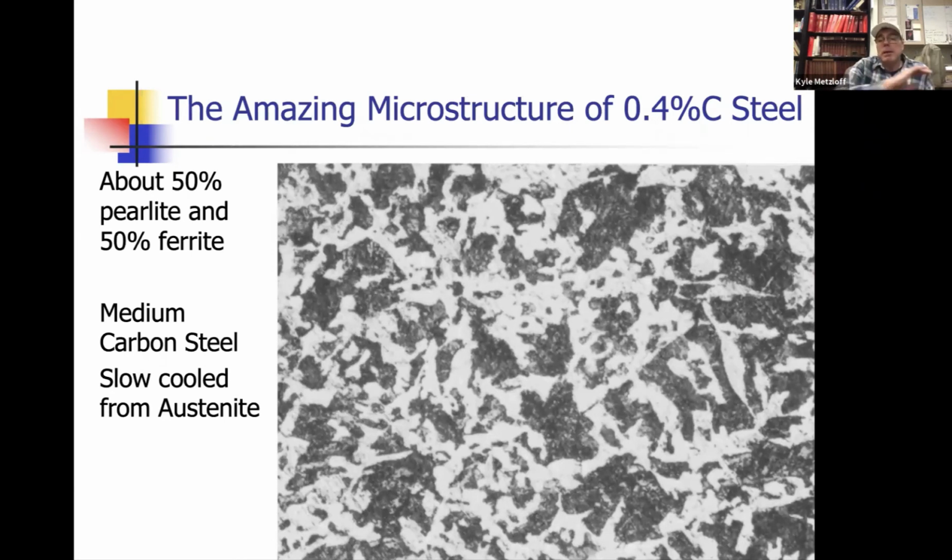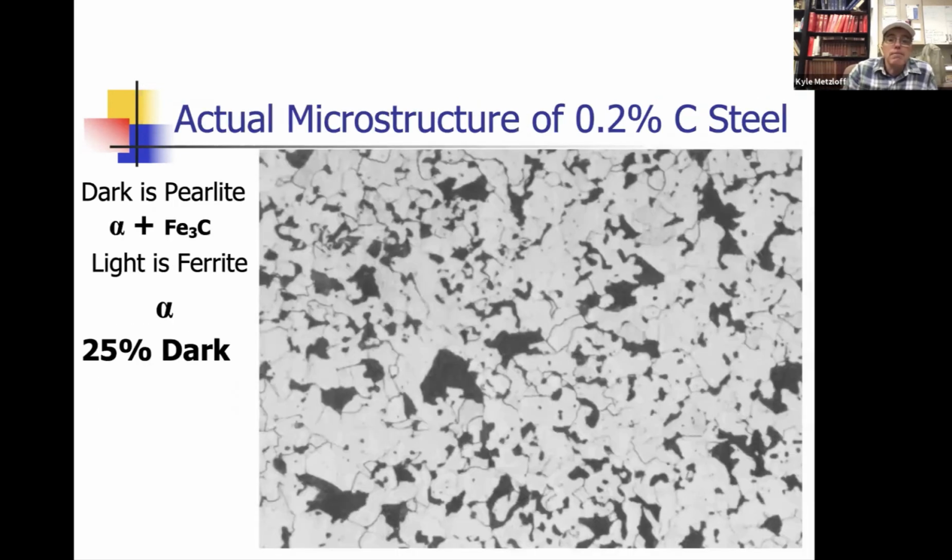We get something completely different once you get above 0.3%. A medium carbon steel is hardenable typically. So once we're not cooling slowly anymore, then weird stuff happens, okay?